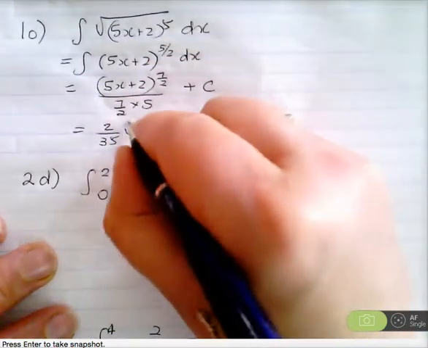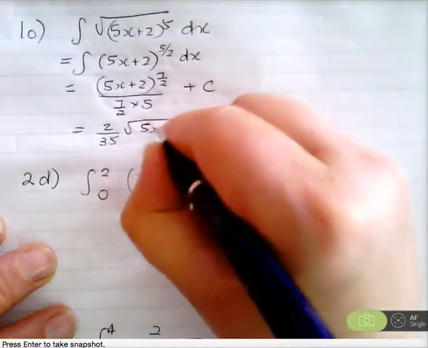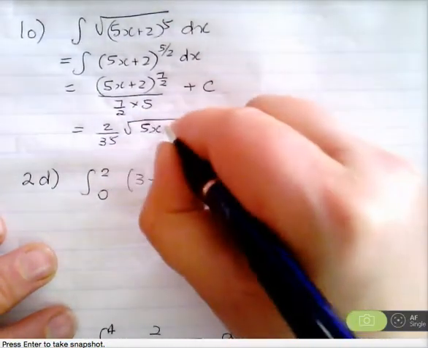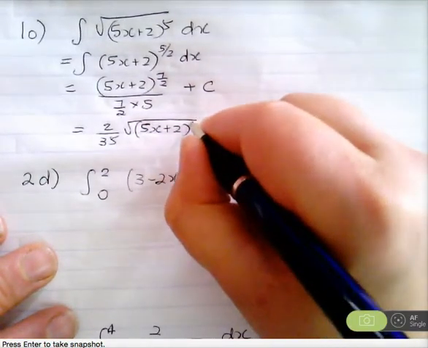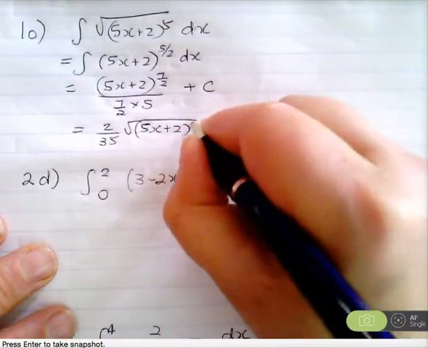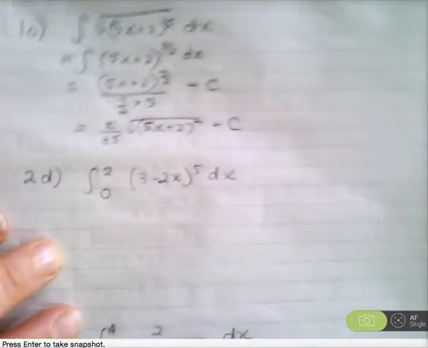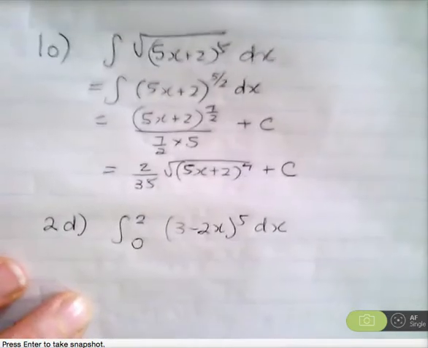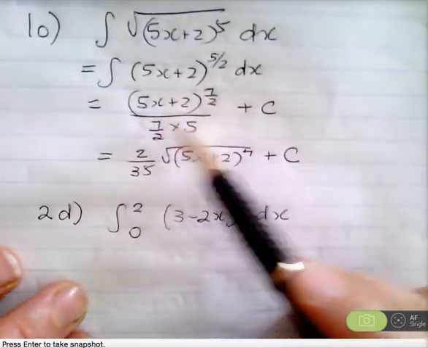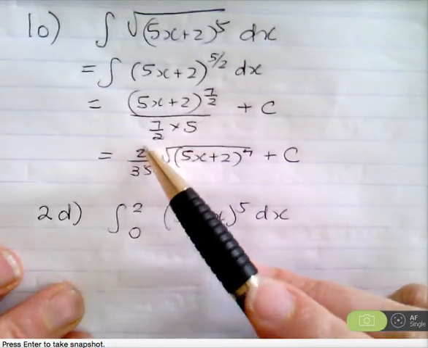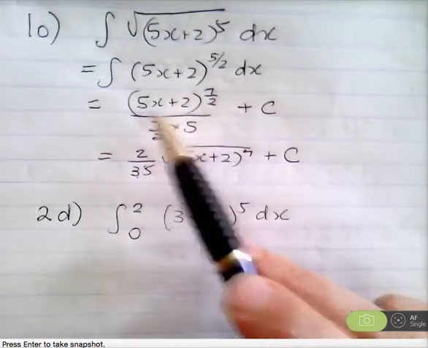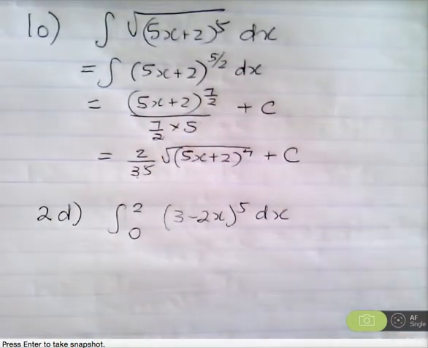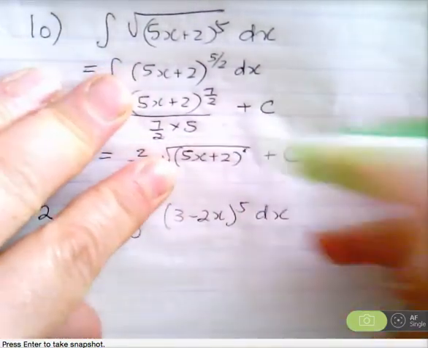I need the answer to look like the question. The 2 means square root. 5x plus 2 to the power of what? Plus c. So that's your answer. 35 on 2, dividing by 35 on 2 becomes times 2 over 35. And rewriting this on the numerator, it's the square root of 5x plus 2 to the power of 7. That's a little 7, not a big one.